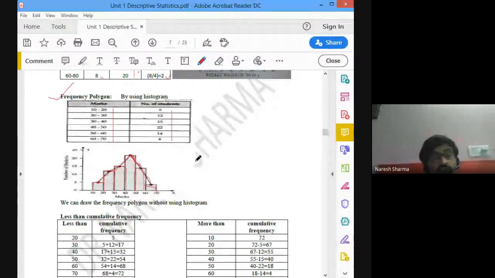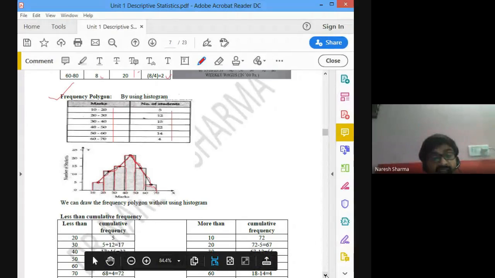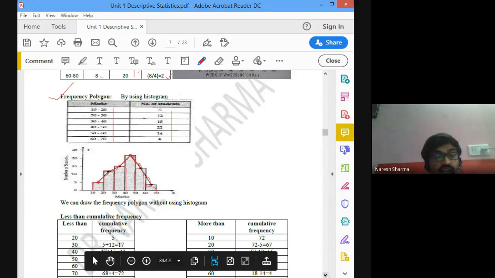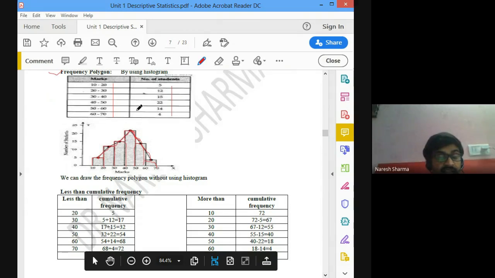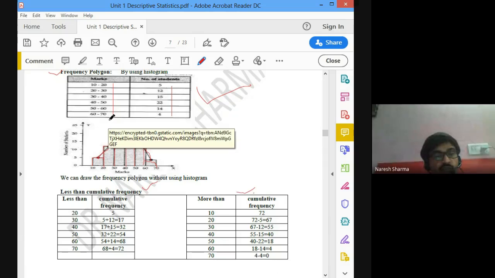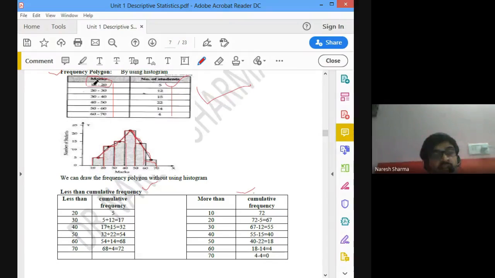Now we can rewrite your frequency in a different form, that is the less than cumulative frequency category, and also the more than cumulative frequency. So in the less than cumulative frequency, if we see the above example, we can write this into a less than cumulative frequency and a more than cumulative frequency. So in the case of less than, we always take the upper limits. Why the upper limit? Because this data says that 5 students got marks between 10 to 20.